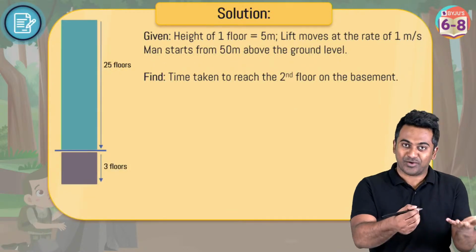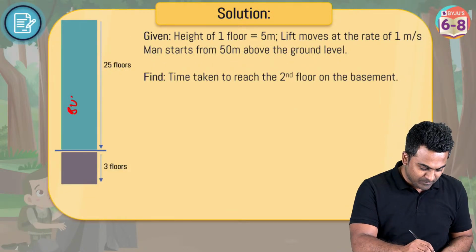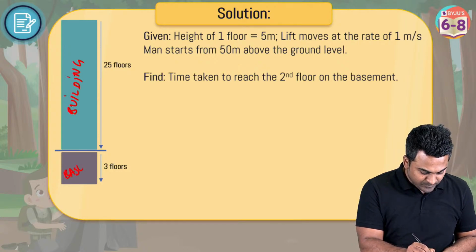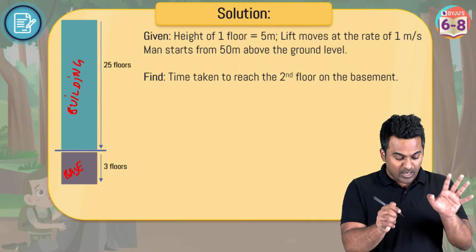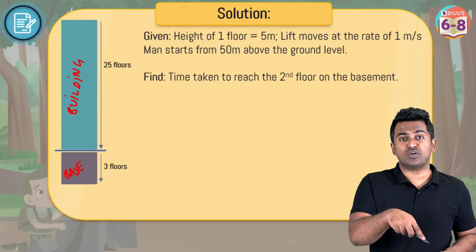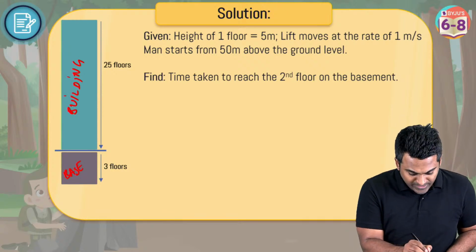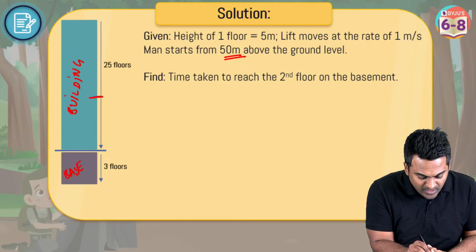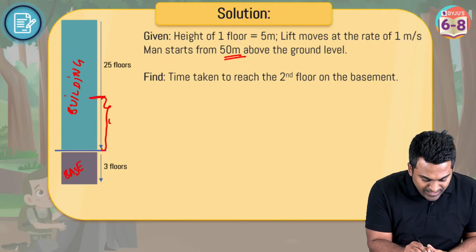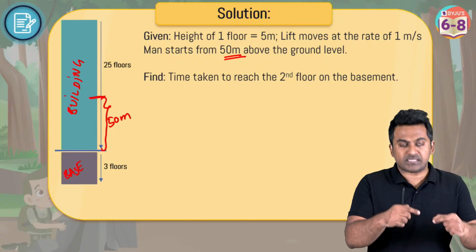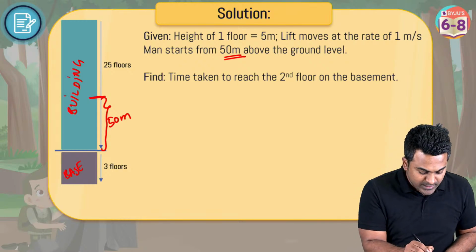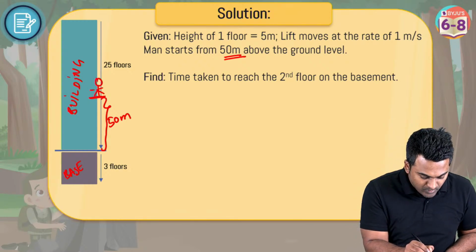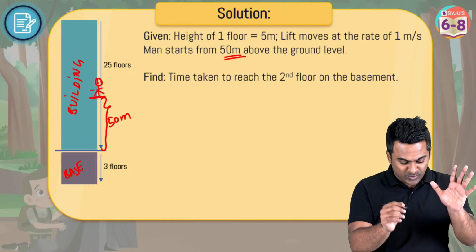Okay. Now I have the schematic for you. This is the building, and this is going to be the basement. Okay. This blue line that you see is the ground level. So the building is how many floors? 50 floors. Okay, so the man starts 50 meters above the ground level. So let's say the man is starting from here, which is at a distance of 50 meters above the ground level. So here is where the man is. Okay, a rough sketch of the man. All right, so this is where the man is.